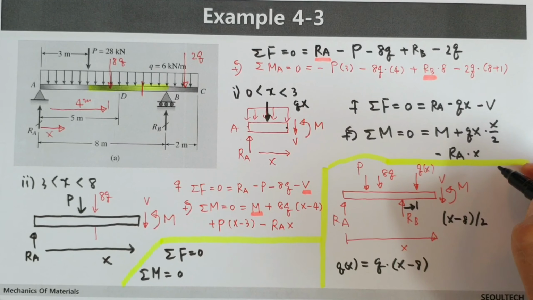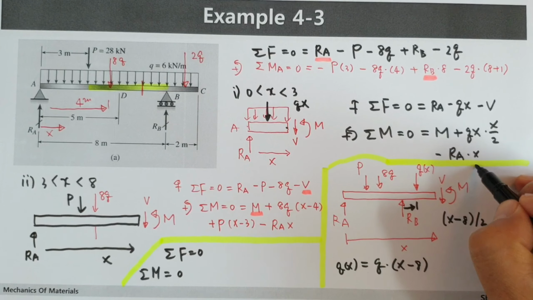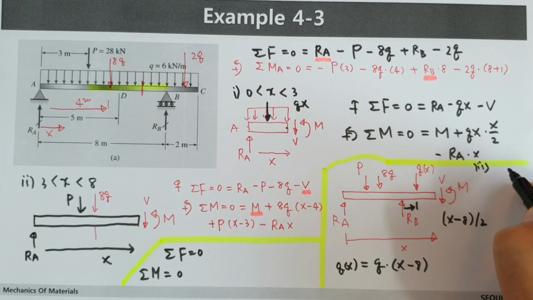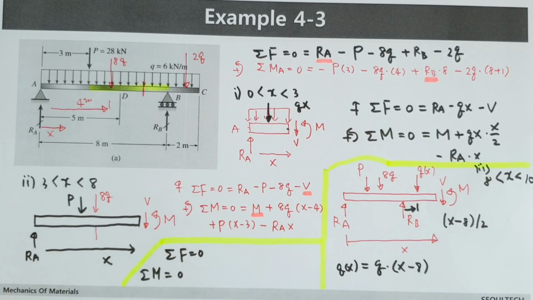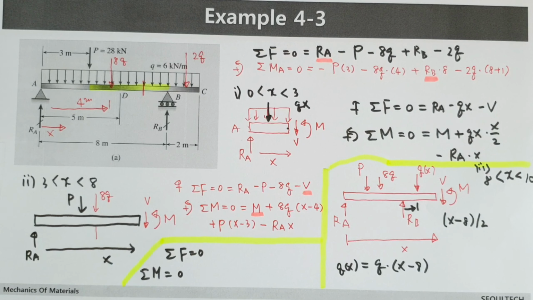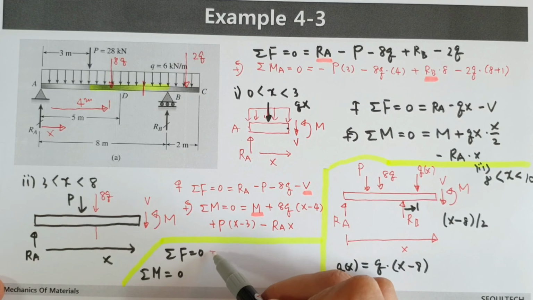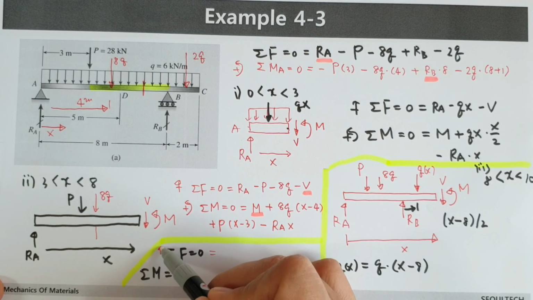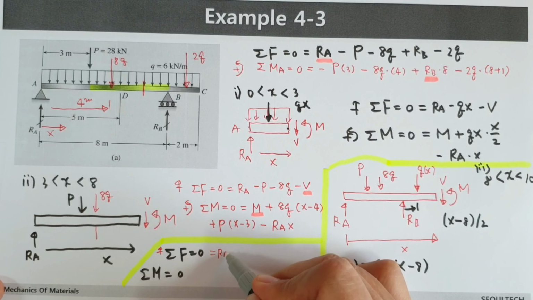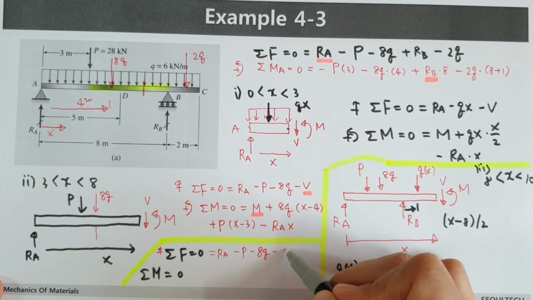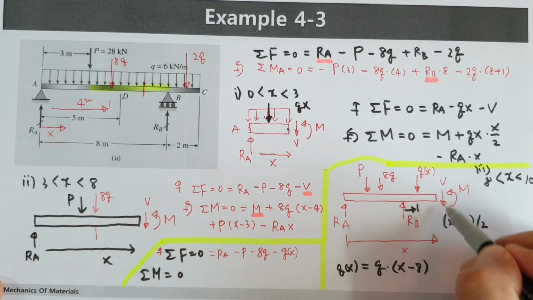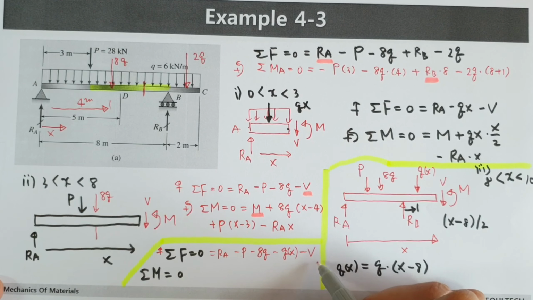Case 3. In case 3, when x is located between 8 and 10. When you apply force equilibrium, it's not so difficult. You can write the upward direction as positive: RA minus P minus 8Q minus QX minus V. Then you can calculate the V value.